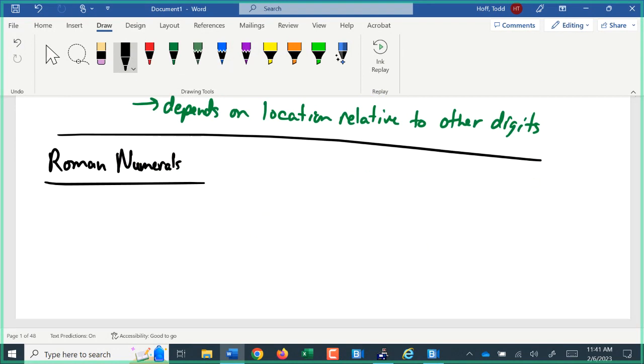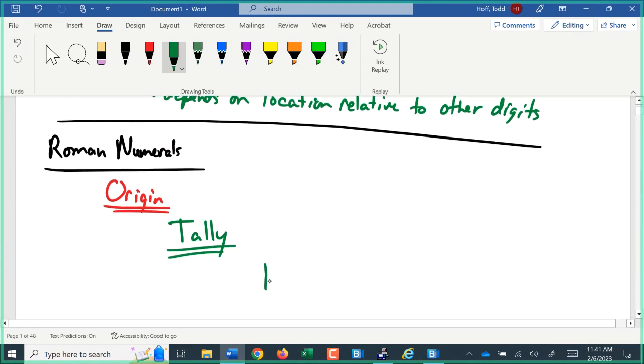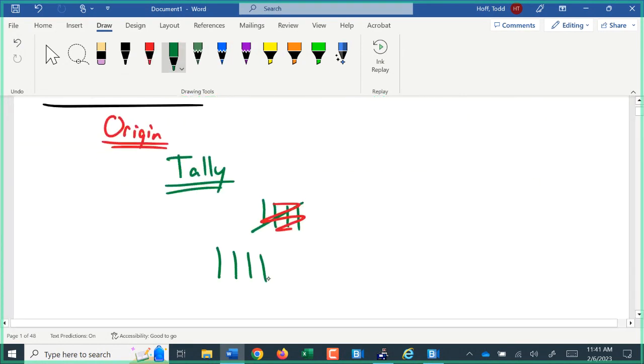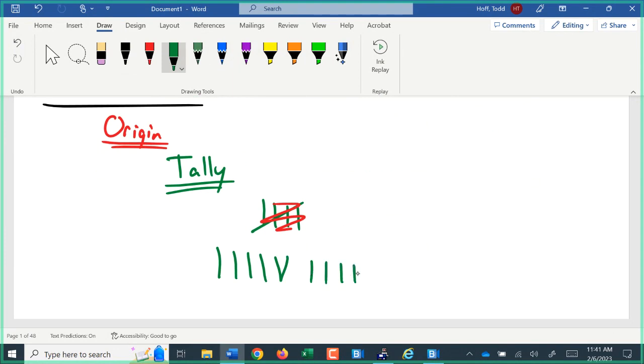And the origin of Roman numerals came from tallying. So if you're counting, you've probably all seen it done or done it yourself. You just do tallies 1, 2, 3, 4. Now we're used to doing this for 5, but originally when tallies were done, it looked like this. 1, 2, 3, 4. Then the fifth one was a V to mark that that was the fifth one. And then 6, 7, 8, 9. Then to mark that it was the 10th one, it was an X. And then we just kept going like that.